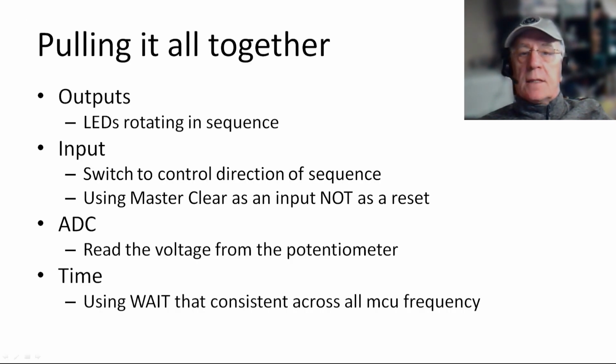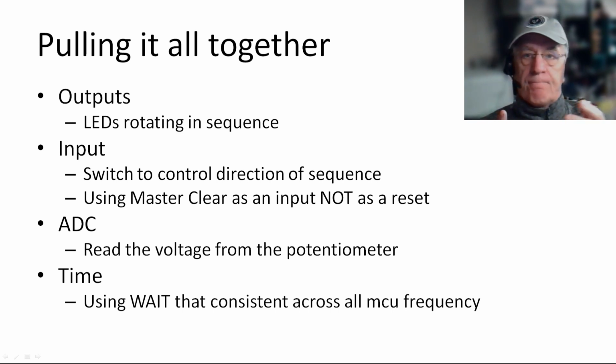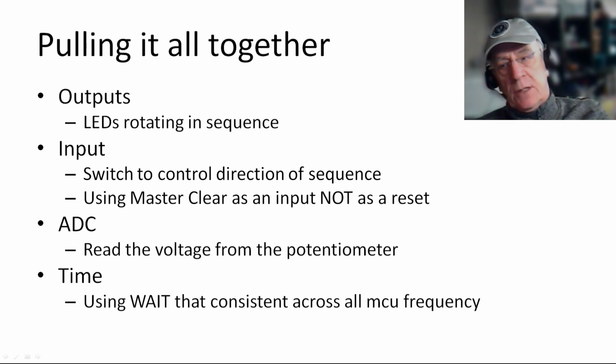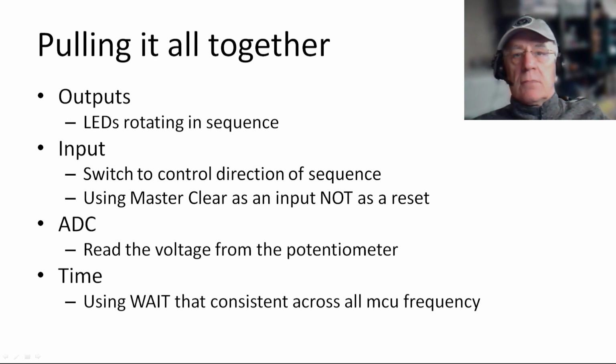So, as I said, we're pulling this all together. So we're going to have the LEDs rotating in sequence. We're going to use the switch to control the direction of the sequence, and that will become apparent. It will go to the left and then to the right, which is quite nice. We're going to use the master clear as an input, not as a reset. We saw that in the previous tutorial. We're going to use the ADC to read the voltage from the potentiometer, and we're going to use time to give us a consistent flash. So it is actually quite a useful demonstration.